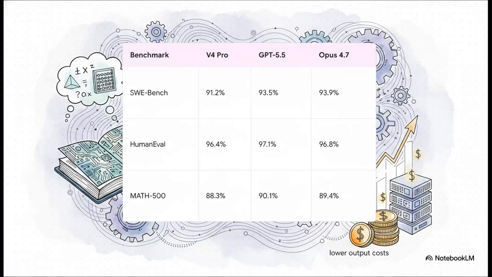Looking at the benchmarks, DeepSeek V4 Pro is standing toe-to-toe with GPT-5.5 and Claude Opus 4.7. In the SWE-Bench Verified coding test, it hits 91.2%. On HumanEval and MATH-500, it is right there in the mix. Yes, for sure, it trails the absolute bleeding edge by a few percentage points, representing roughly a 3 to 6 month gap, but it operates in the exact same frontier tier for complex coding and math, all while functioning at 10 to 13 times lower output costs.